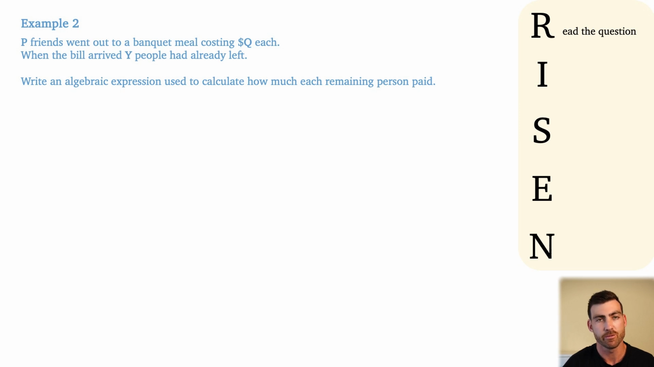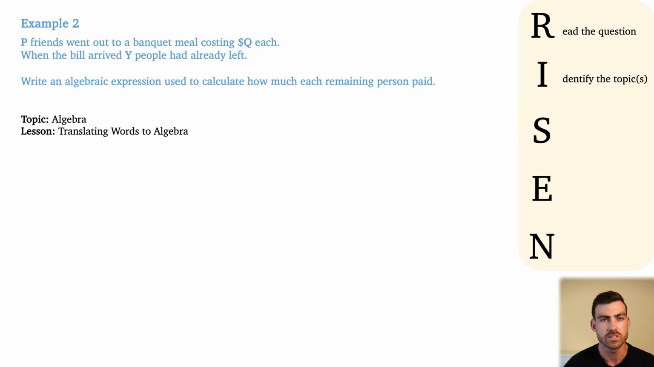Example 2. An unknown number of friends went to a banquet meal costing $2 each. When the bill arrived, an unknown number of y people had already left. Write an algebraic expression used to calculate how much each remaining person paid. Here we're using the skills from the translating words to algebra lesson. Next, let's summarize what each variable represents.